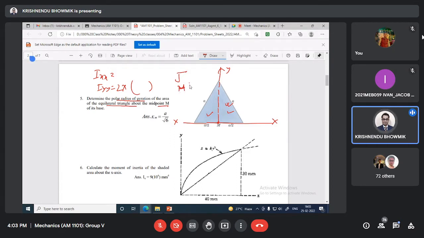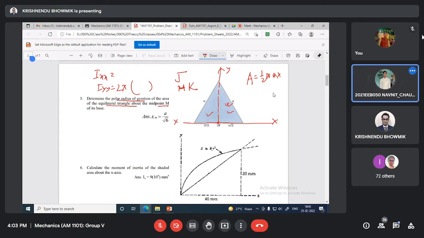You can calculate the K value. Area is half multiplied by base A multiplied by height. This height will be root 3a by 2. Then you can calculate this value. Now somebody asked about question number 6? Nobody asked, no problem.